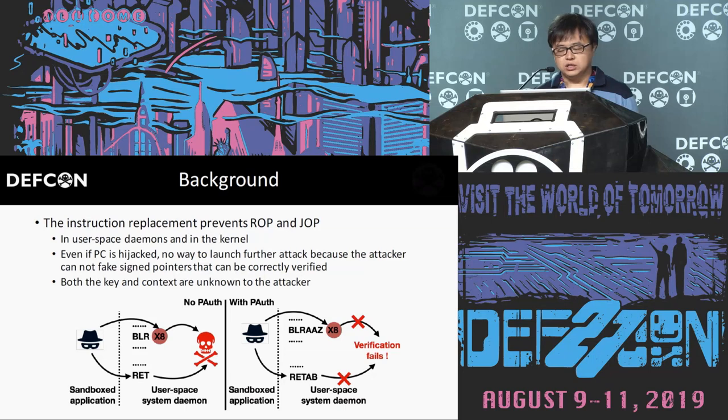iOS has already deployed pointer authentication protection in user space daemons and in the kernel. So with pointer authentication, since both the key and the context are unknown to the attacker, it can successfully prevent ROP and JOP attacks.